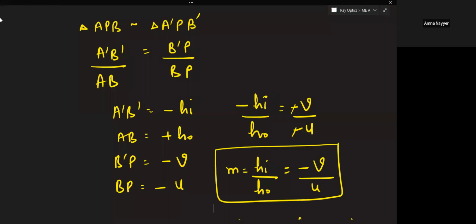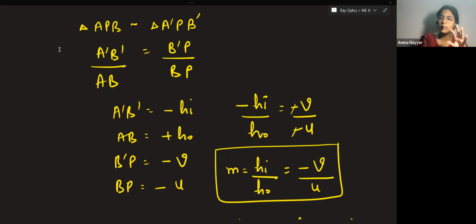This formula that we are obtaining over here, m is equal to h_i by h_o is equal to minus v by u, basically. Fine, this is the formula for it. Now, class, apart from this, there are some details that you have to remember for magnification. Because from your linear magnification, in your exam, you'll get a complete question. I'll show you also. We'll practice that question right now.